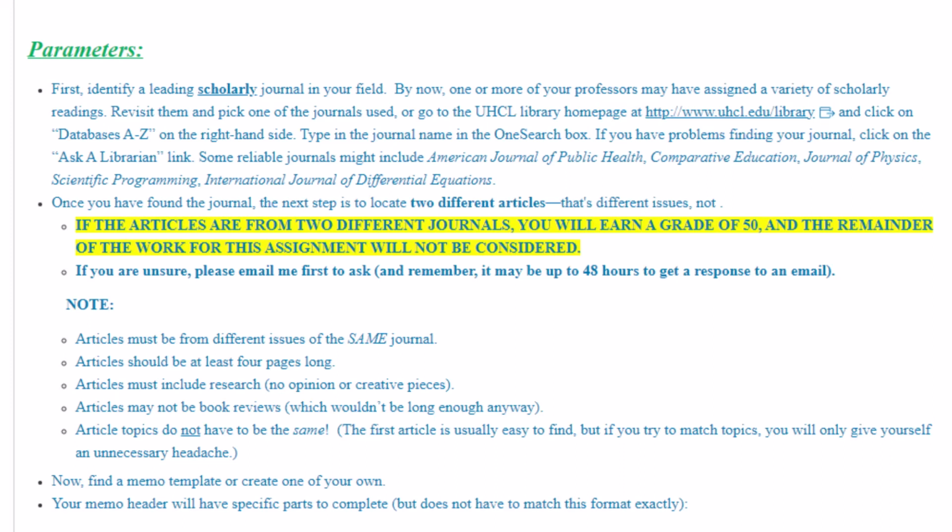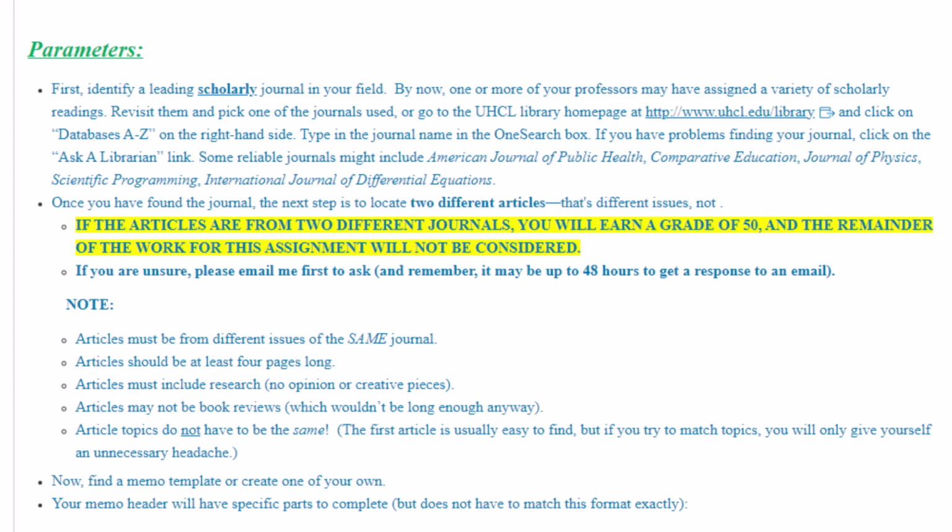Now, once you have found that article and you go through reading it and finding information about it, you're going to want to find another article from a different issue of the same journal. That's the most important thing here, is that it has to be from the same journal, just a different issue.